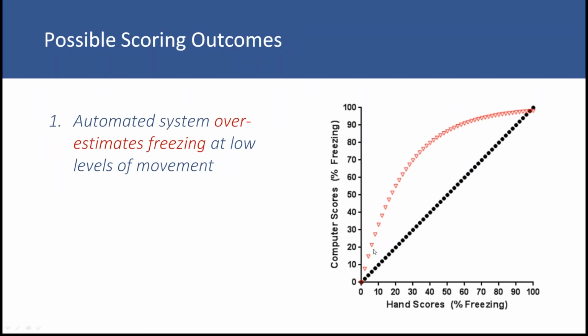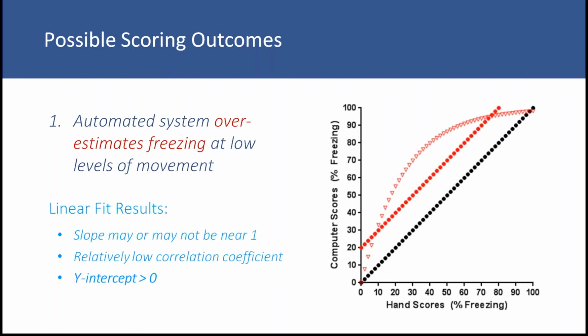It's possible that the computer scores would overestimate freezing at low levels of activity, as shown by the red symbols here. So in the case of low levels of freezing, 10% freezing according to the human is being picked up as 20 or 25%. 30% freezing according to the human is being scored as 60% or even 70%. So the automated system is giving us higher scores than what the trained observers are scoring. So that's overestimation of freezing. Okay, so that's one possible outcome.